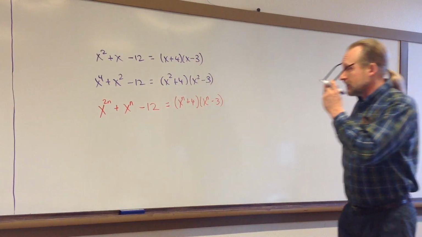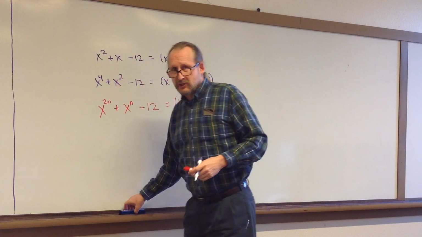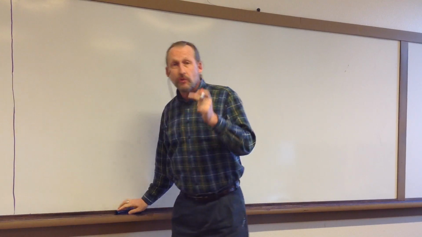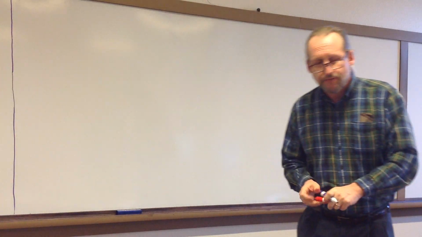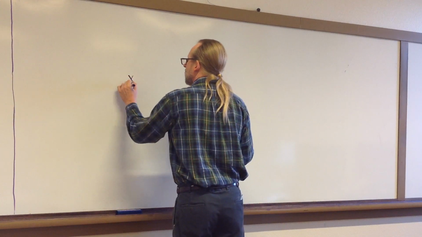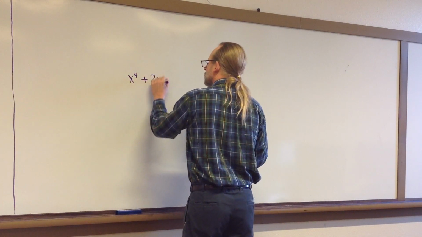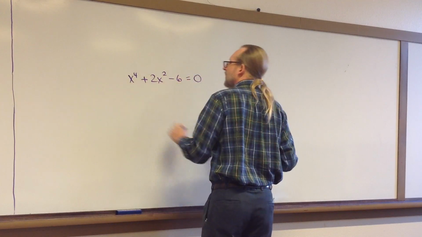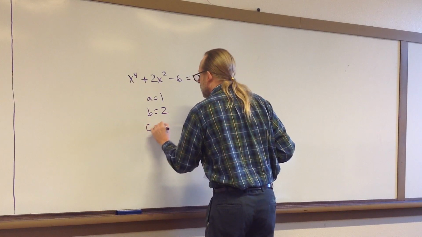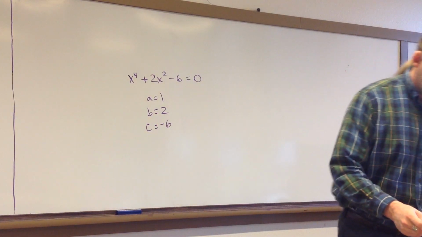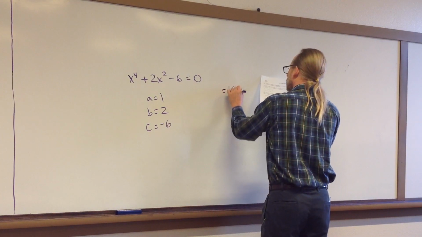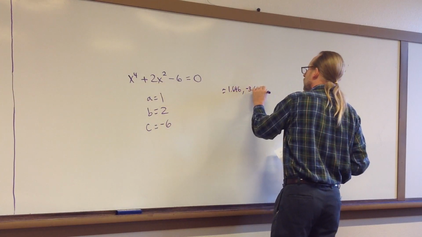All right, now because of the way this works, you can also use the quadratic formula to solve an equation that is quadratic in form, even if you can't factor it. So the example I give in the project is x to the fourth plus 2x squared minus 6 equals 0. We can run this through the quadratic. A equals 1, B equals 2, and C equals minus 6. And if we do that, we get solutions on the calculator of 1.646, negative 3.646.